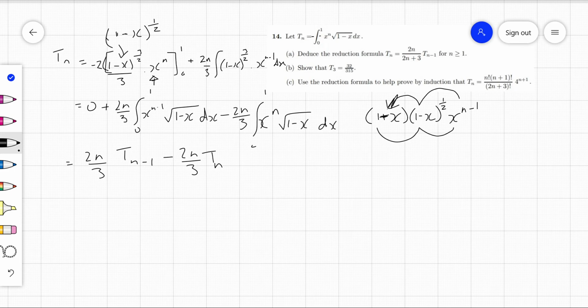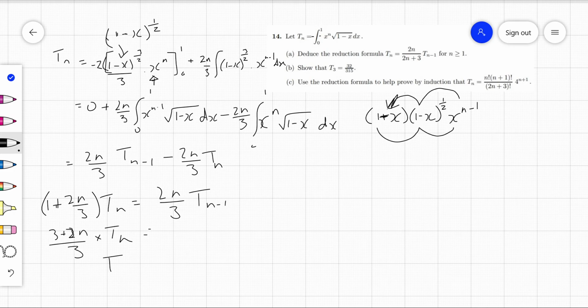So putting it on the other side, I'm going to have 1 plus 2n on 3 lots of Tn. And of course that is the same as 3 plus 2n on 3, lots of Tn. So if I want Tn by itself, I'm taking the 2n on 3 and I'm multiplying by 3 on 3 plus 2n. So we're going to get 2n over 2n plus 3, lots of Tn minus 1, which is what we wanted for A. So there's a long bit of work for A, but now B should hopefully be easier.